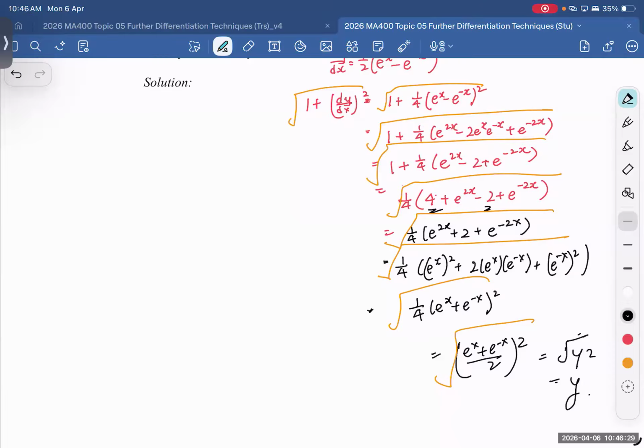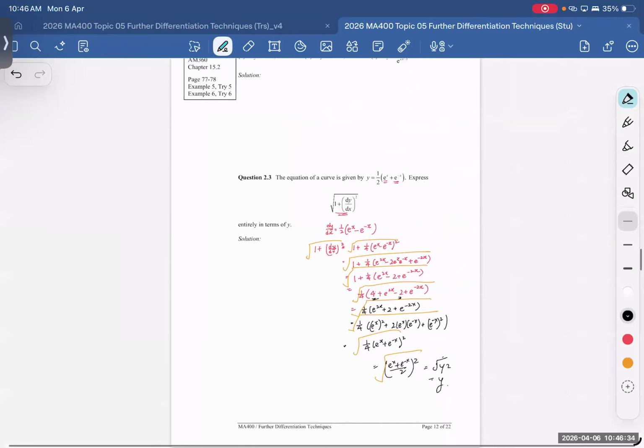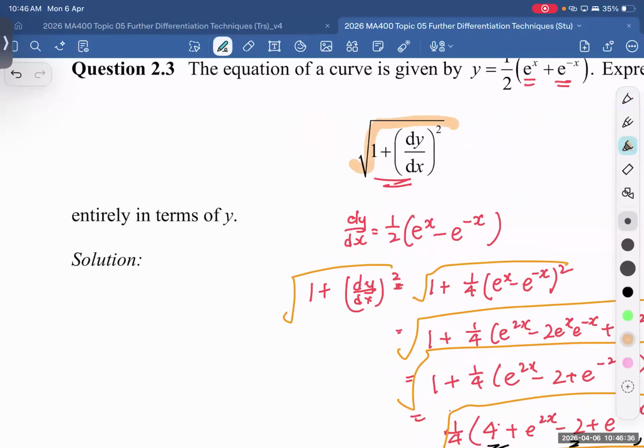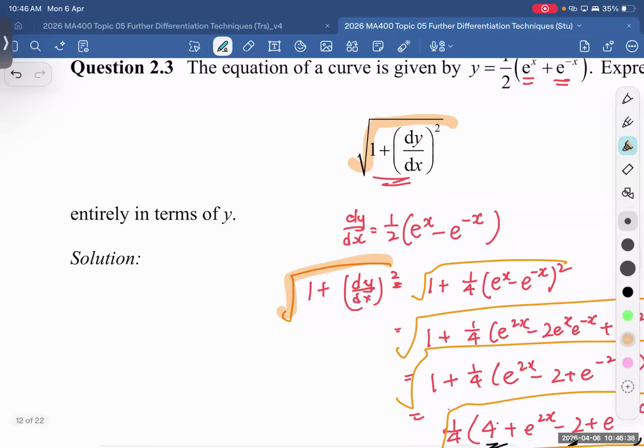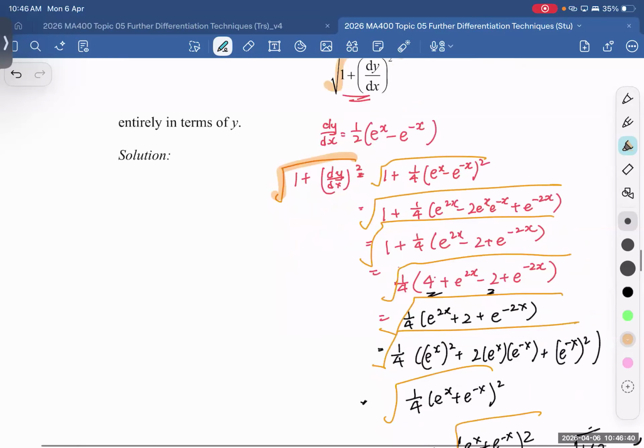Because the question started with 1 plus y squared. The question started with this. So I want to show this to you. But I never write because life is very tough like that. Okay.